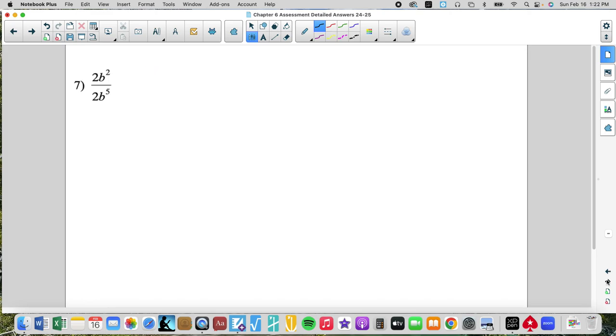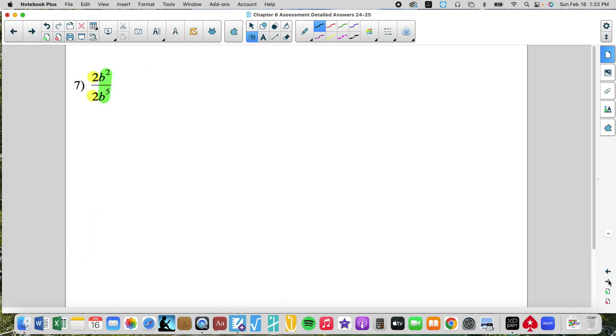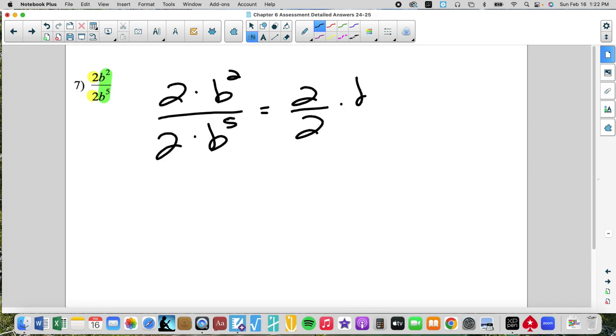Now we're dividing, so we went from multiplication to division. We still have to focus on coefficients. Coefficients are going to be dealt with differently than like bases. When we have the coefficients, remember how we broke it up into pieces. We are going to break this into pieces the same thing. This is 2 times b squared over 2 times b to the 5th. We can separate those. That's 2 over 2 times b to the 2nd over b to the 5th.